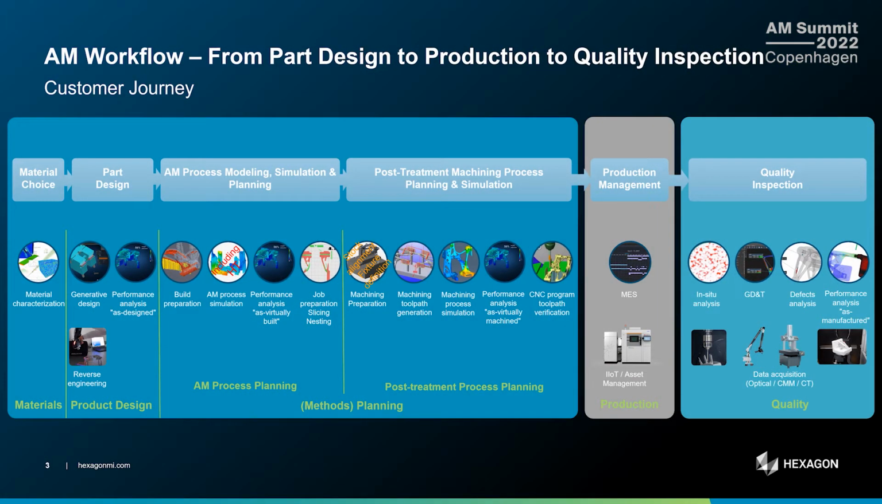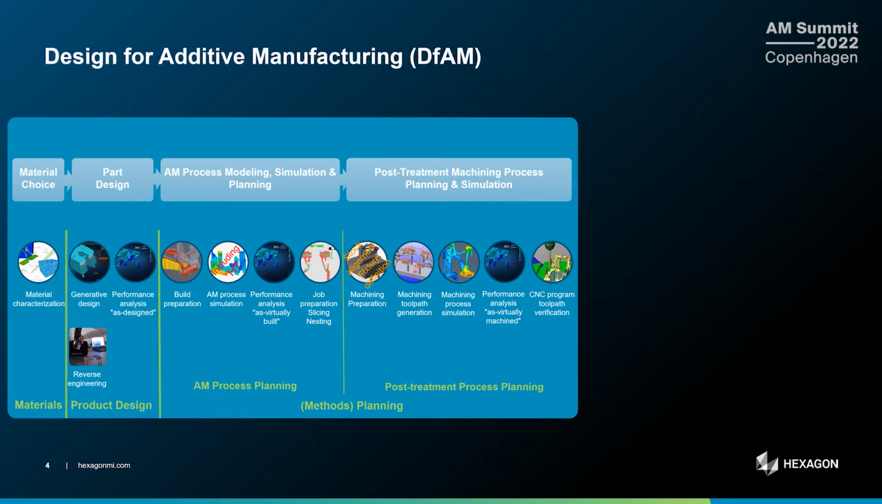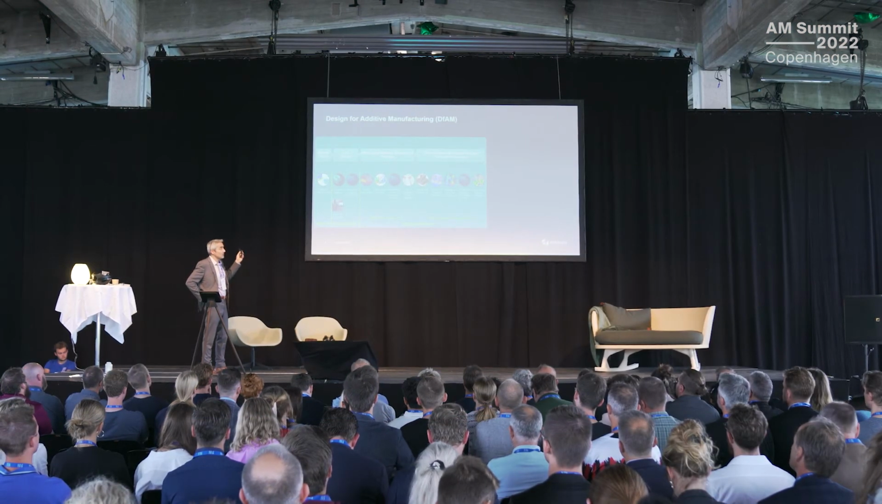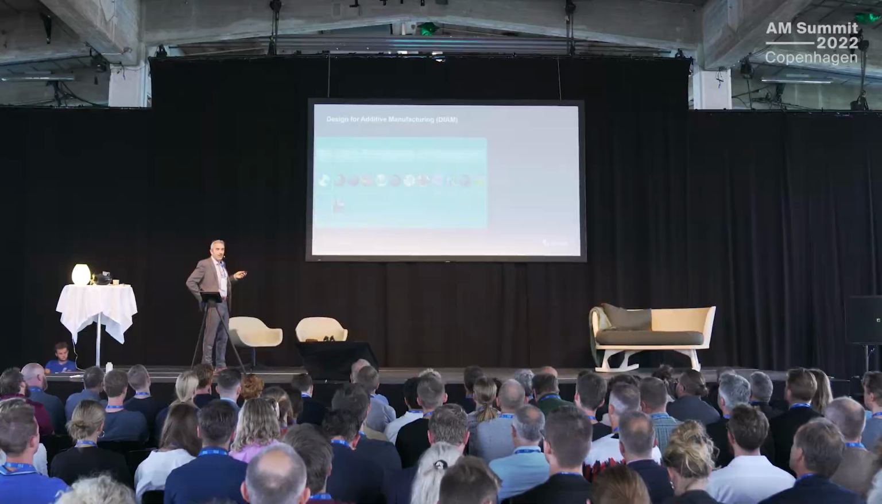If you look at the complete workflow, from choosing a material and developing a product that is meant to be made with additive, all the way to quality inspection, you go through all these steps. Talking about design for additive is actually talking about the first part of the workflow. What you've seen so far is a lot of cool designs. But design for additive means we are designing for a process, meaning that even though you can achieve a lot of design freedom with additive manufacturing, you cannot do everything.